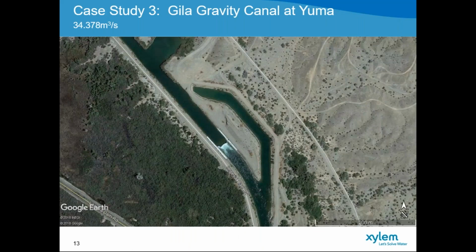The next case study is at an irrigation canal in Yuma in the USA. The total flow is just over 34 cubic meters a second. You know, this is a type of setup that you will get anywhere in the world. It's not only applicable to certain areas.